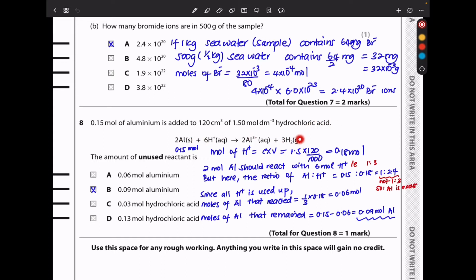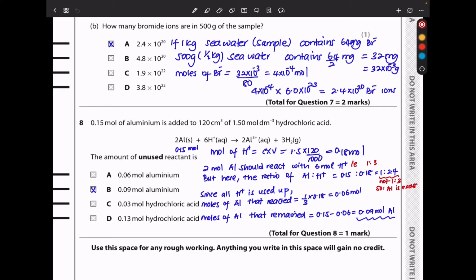So this is the equation for the reaction, and they say the amount of unused reactant is... From the question, we have the concentration and volume of HCl. So I'm going to begin by calculating the number of moles of hydrochloric acid, which is going to be concentration times volume, giving me 1.5 times 120 divided by 1000. This is converting it to decimeters cubed, and I get 0.18 mole.